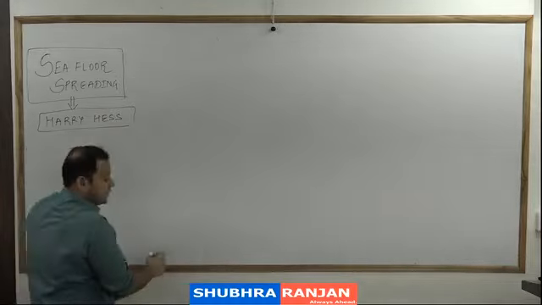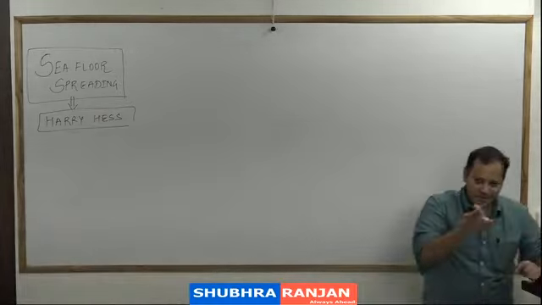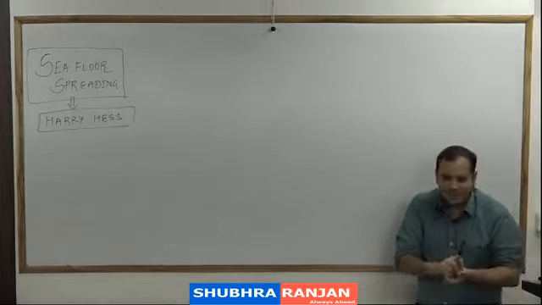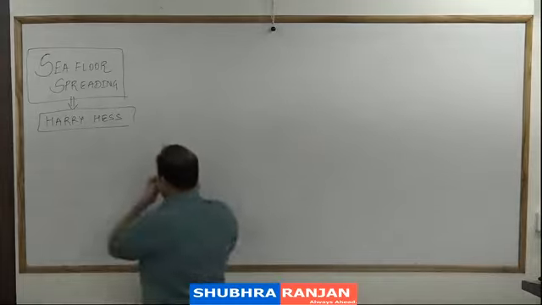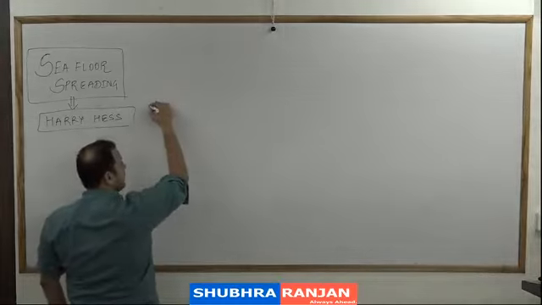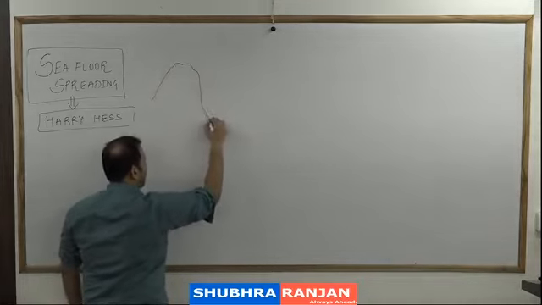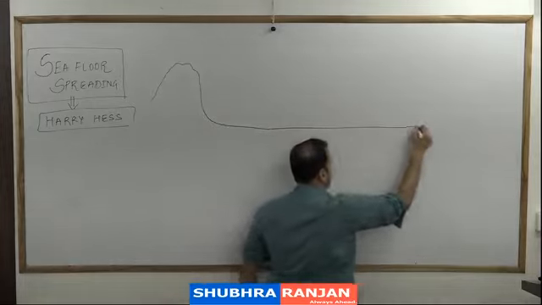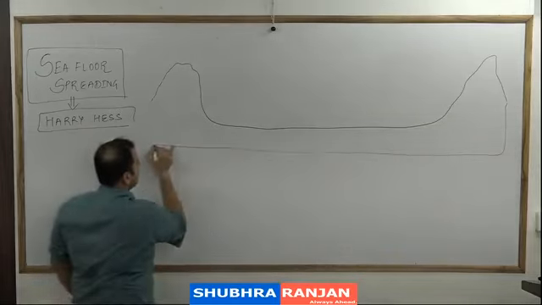Now Harry Hess has given the idea of sea floor spreading. Continental drift, Wegener, he said continents are moving. Harry Hess is saying what is moving is the sea floor. And what is the background of this theory? The background of this theory was they were laying down the telegraphic cables between America and Europe. And in between, what is there? There is an Atlantic Ocean.